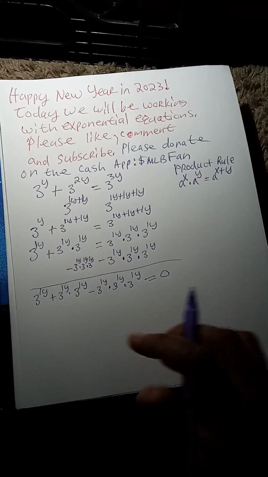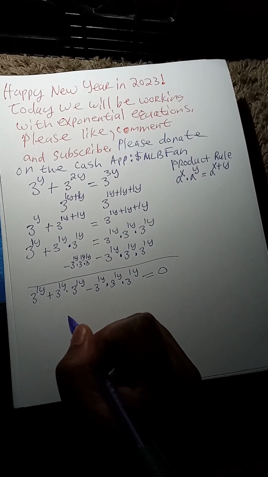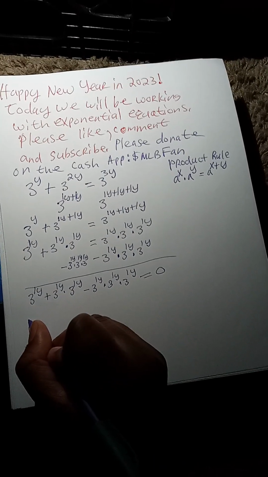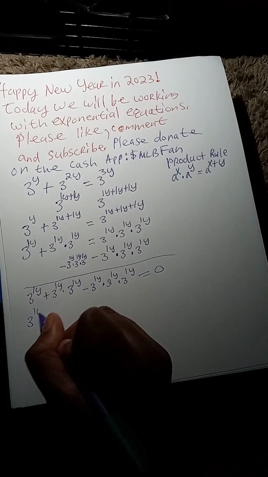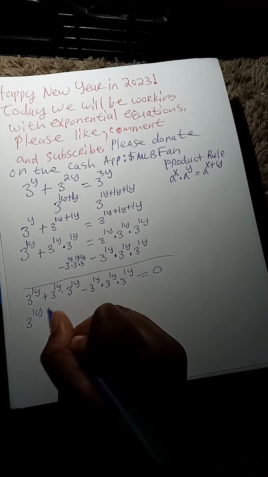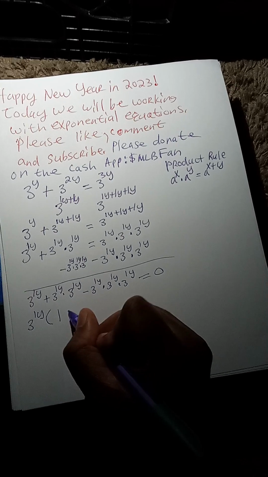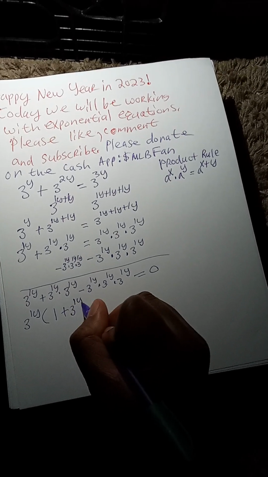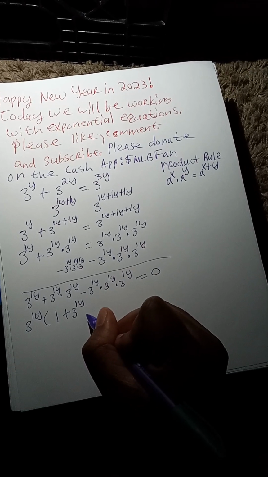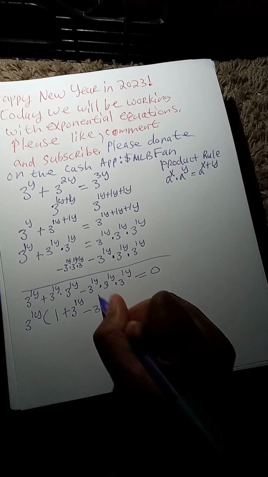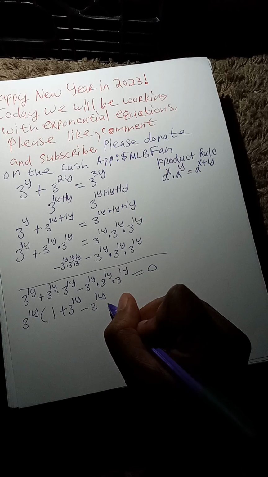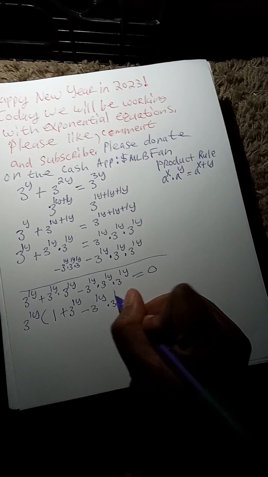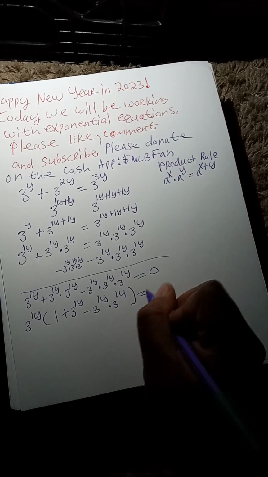Now we can factor out a 3 to the 1y. So it's going to be 3 to the 1y times 1 plus 3 to the 1y minus 3 to the 1y times 3 to the 1y is equal to 0.